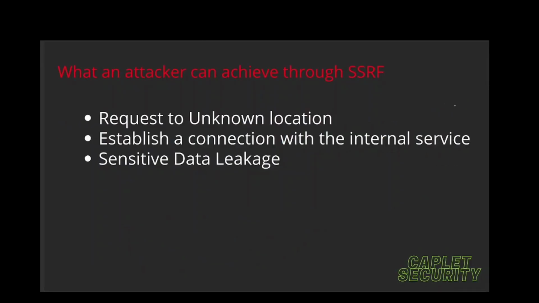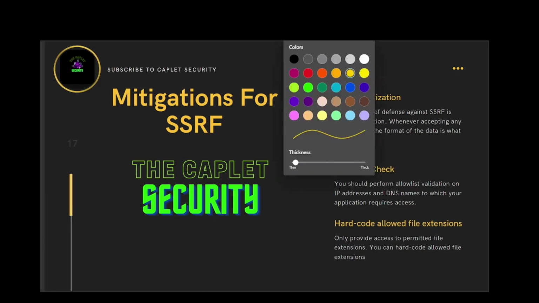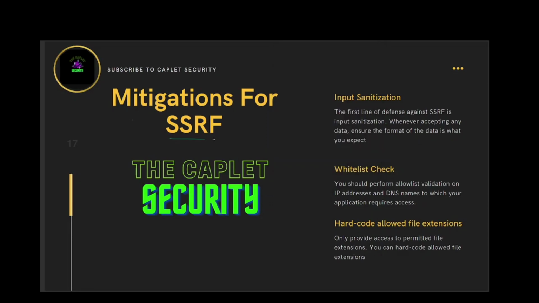Okay, let's discuss what an attacker can achieve. As I have already told you, an attacker can force the application to make a request to an unknown location, establish a connection with the internal services, and cause sensitive data leakage. The main point that we need to discuss about this vulnerability is the mitigations for SSRF.